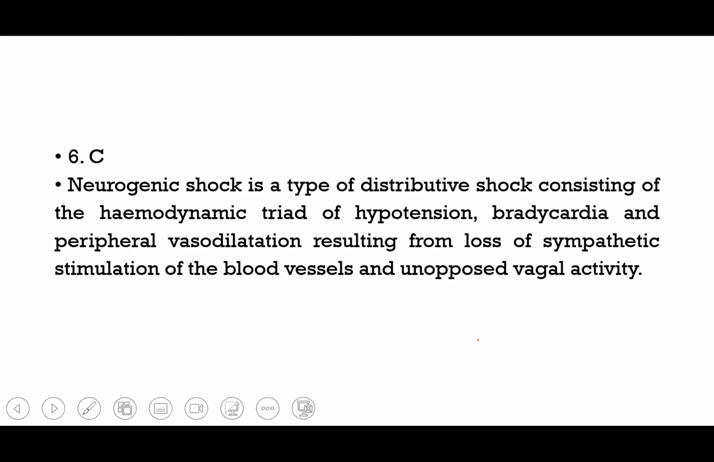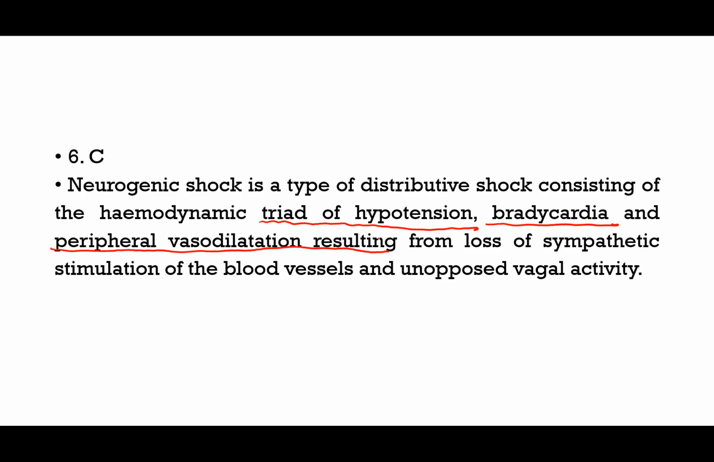Okay. Neurogenic shock is a type of distributive shock consisting of the hemodynamic triad of hypotension, bradycardia, and peripheral vasodilatation. It results from loss of sympathetic stimulation of blood vessels and unopposed vagal activity. So these are the two important mechanisms: sympathetic outflow inhibition, and unopposed vagal activity.